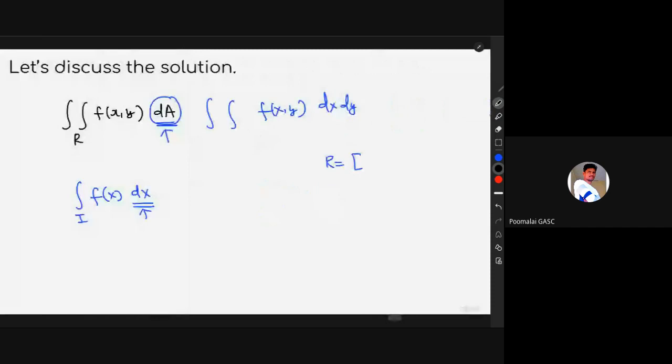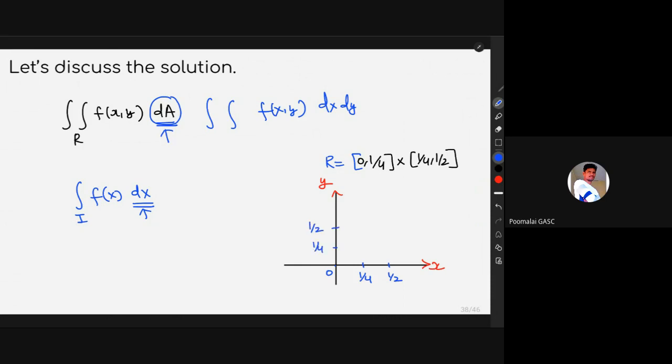So it is an interval from 0 to 1 by 4 times 1 by 4 to 1 by 2. Sorry. So if I try to draw this on the plane, how do I draw this? This is my x-axis, this is my y-axis, this is 0, this is, let's say, 1 over 4, this is 1 over 2, this is 1, and on the y-axis this is 1 over 4, this is 1 over 2.